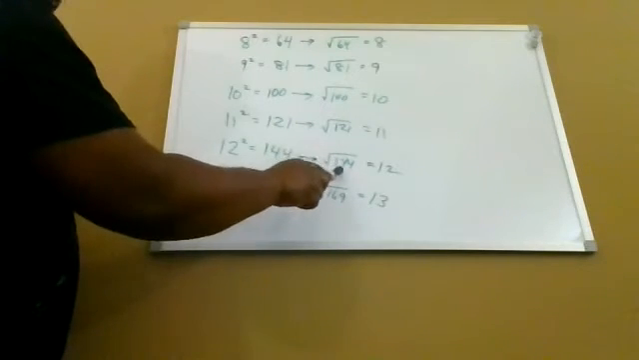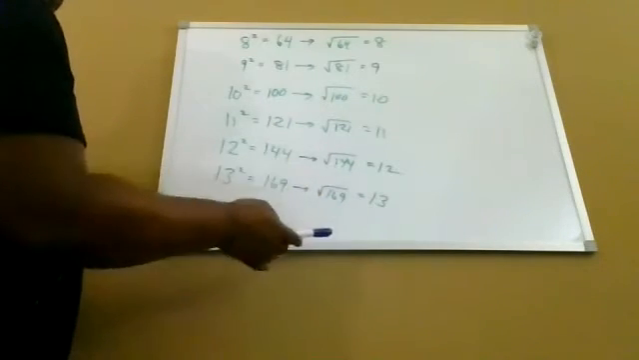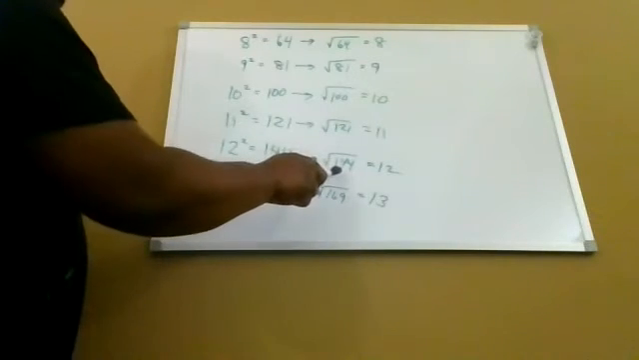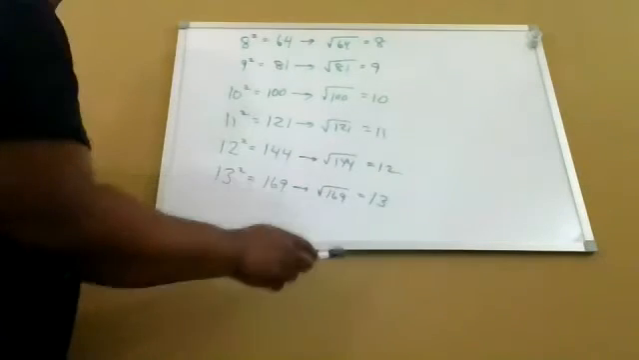The square root of 144, the question I'm asking is, what one number did I multiply by itself twice to give 144? The answer is 12.